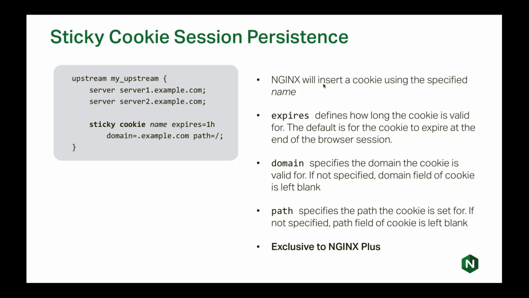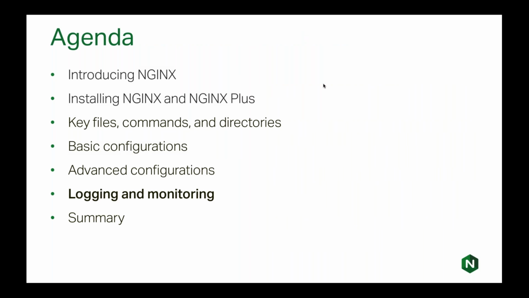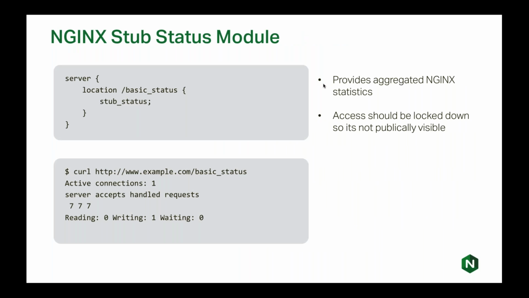So all forms of session persistence, except for IP hash session persistence, are exclusive to NGINX Plus. Okay, and so we're going to end off with some talking of logging and monitoring before we do a summary and Q&A. So NGINX open source has a built-in Stub status module, and that provides some aggregated statistics.